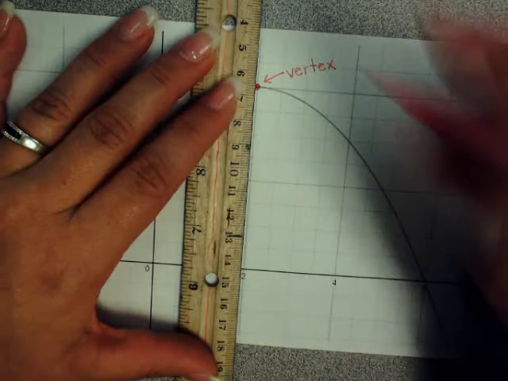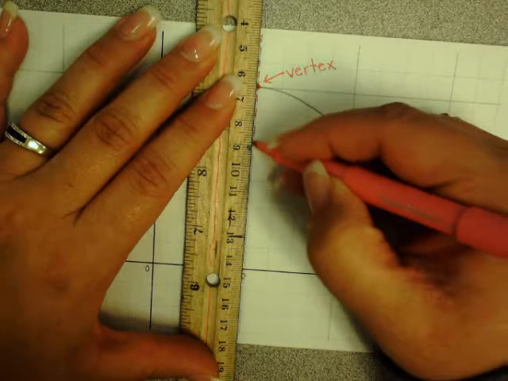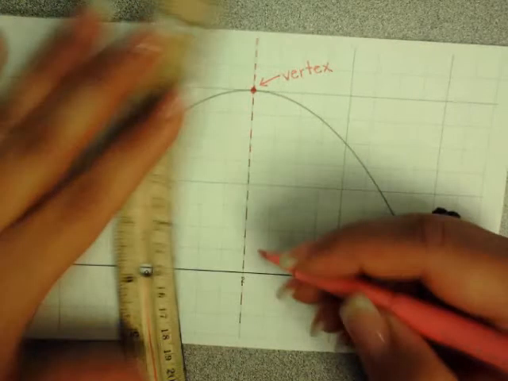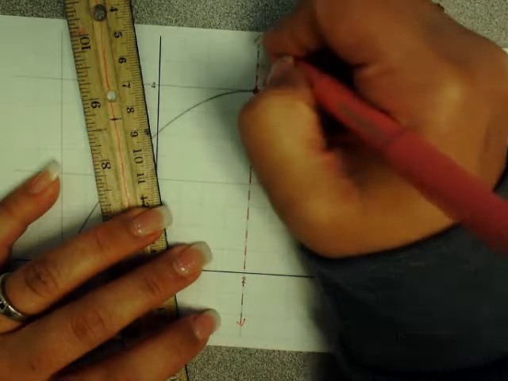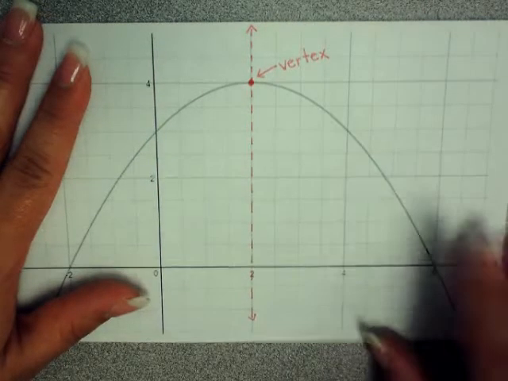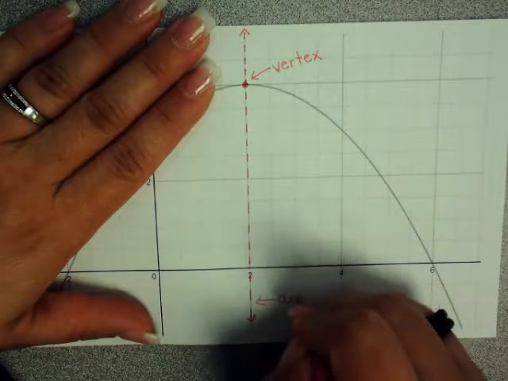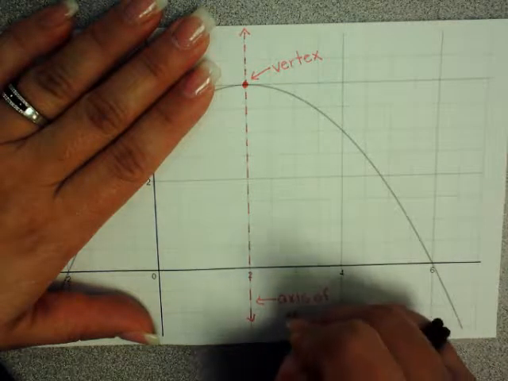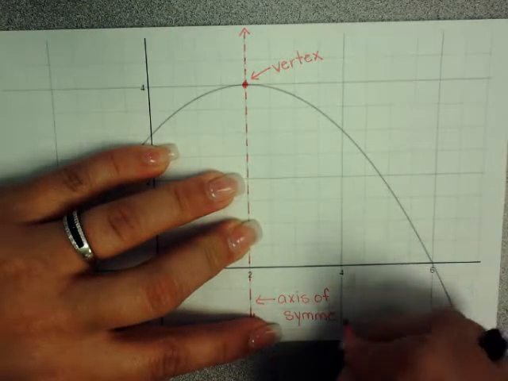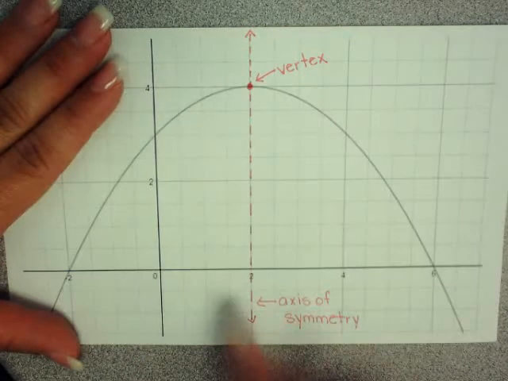Now there's a special line that moves right through the vertex. If we put our ruler down and draw a dashed line, always a dashed line, it's an imaginary line. That's why it's dashed. This line right here that goes right through the vertex, a nice vertical line through the vertex, is called our axis of symmetry. There's our axis of symmetry right there. Nice, beautiful line.